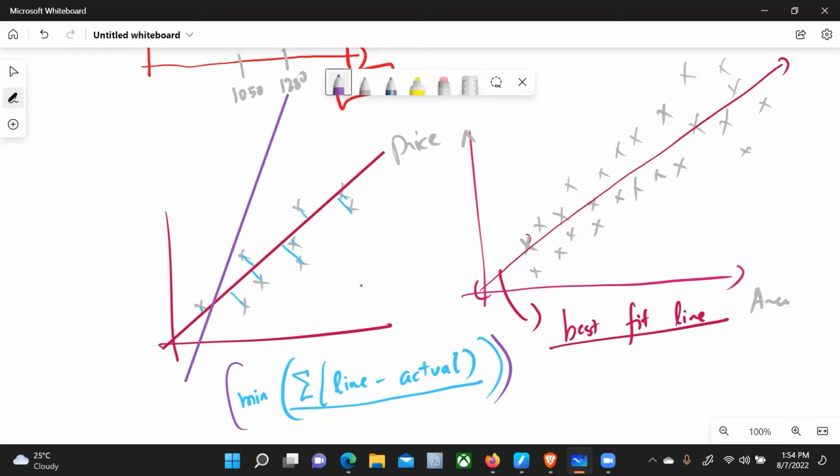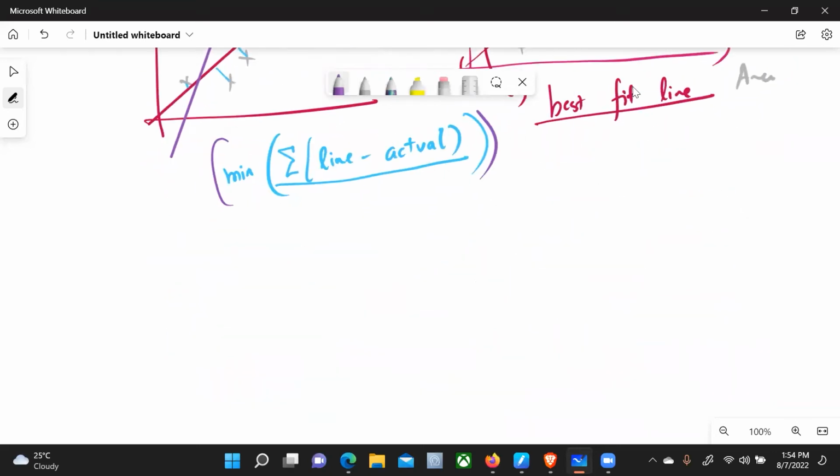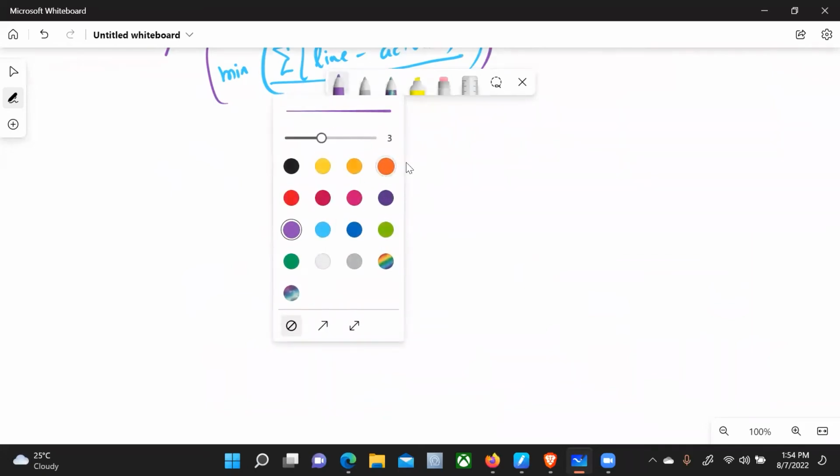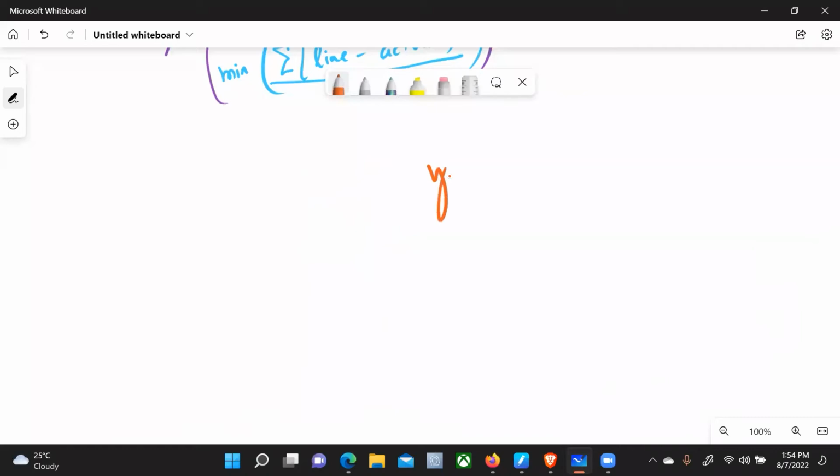Okay. So the generic idea is you start with a random value. You imagine there is this line or hyperplane, and you say y hat means predicted. It means the predicted outcome. And y hat would be, let's say, a function of theta 1 into x plus theta naught. Now, what is x here?